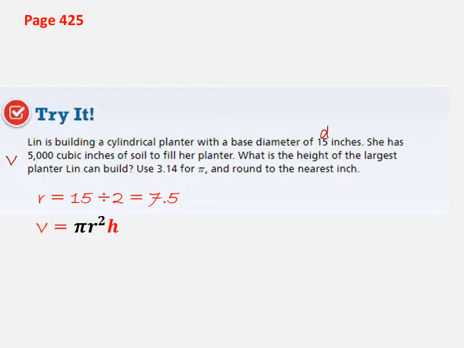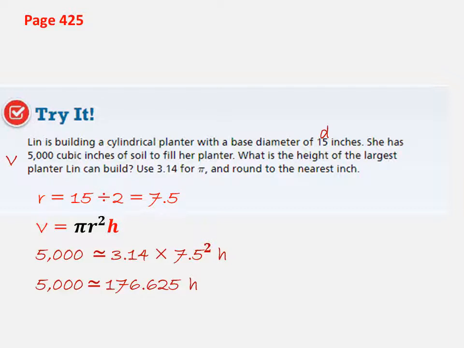5,000 is V, so instead of V, it's 5,000 equals, instead of pi it's about 3.14 as the question says, times R, instead of R it's 7.5, so of course it's 7.5 squared, this is R squared, times H. H is the required, we don't know the value of H. Now simplify this equation. Of course this is an equation. So the first step, simplify. How to simplify? We must multiply 3.14 times 7.5 squared. So 5,000 stays the same. And 3.14 times 7.5 squared will be 176.625. H stays the same.